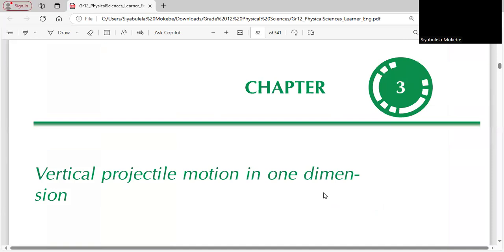Then after that, we're going to start a new topic, vertical projectile motion in one dimension.